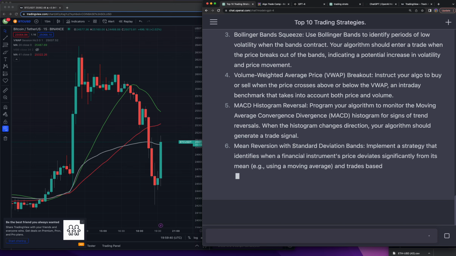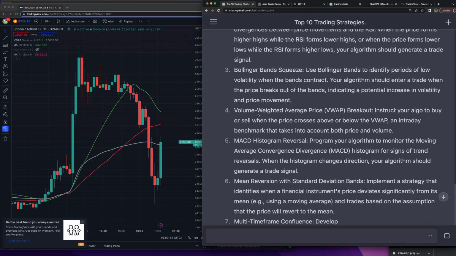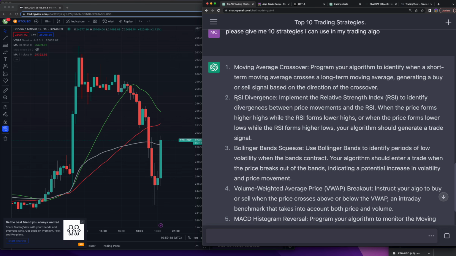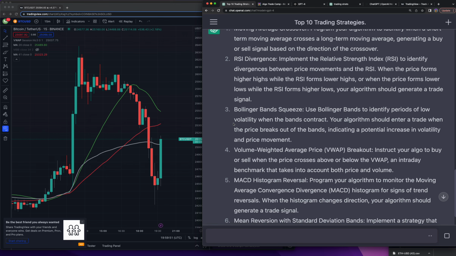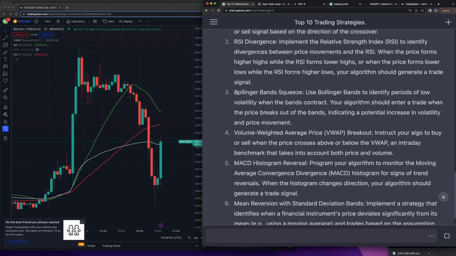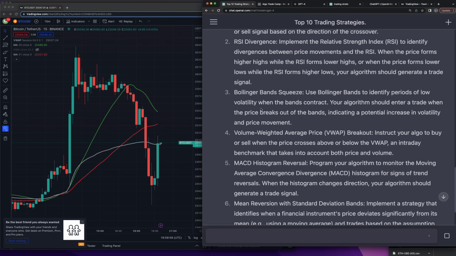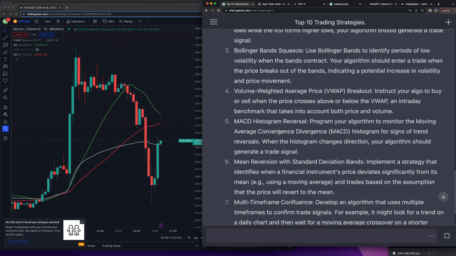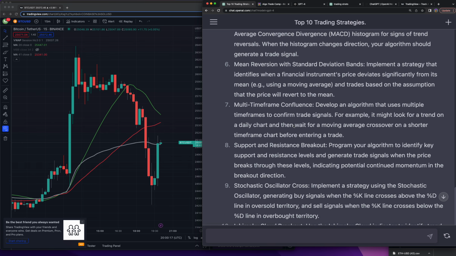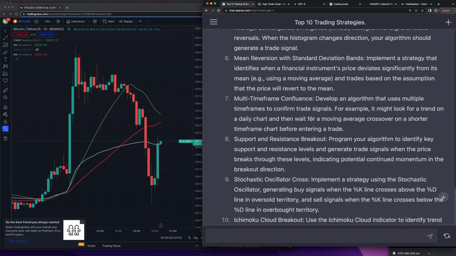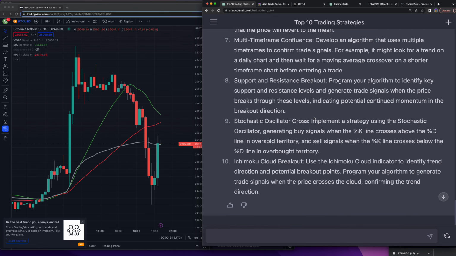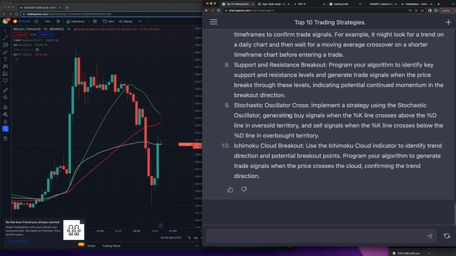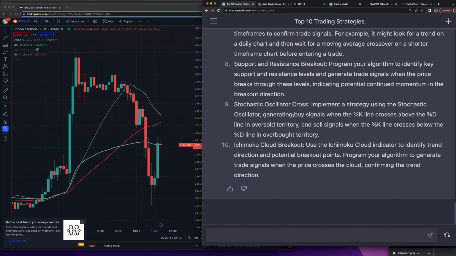So GPT-4 just was released, so I was playing around with this, and this is kind of the stress test I'm taking it through. So we have moving average crossover, RSI divergence, which I've also built, and the Bollinger Band squeeze. I've used Bollinger Bands multiple times, but use Bollinger Bands to identify periods of volatility when the bands contract. Your algorithm should enter a trade when the price breaks out of the bands, indicating a potential increase in volatility and price movement. Okay. And then we got one for the VWAP, the MACD, mean reversion with standard deviation bands, multi-time frame confluence, support and resistance breakout, stochastic oscillator, and Ichimoku cloud breakout. Okay, these are actually a lot better.